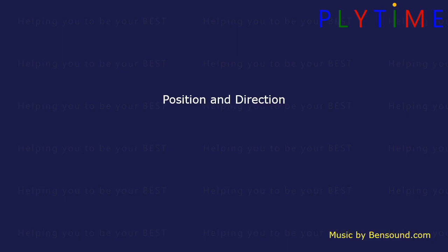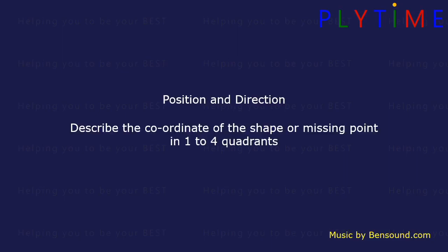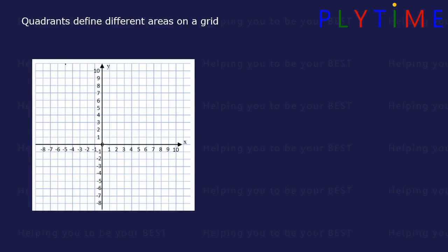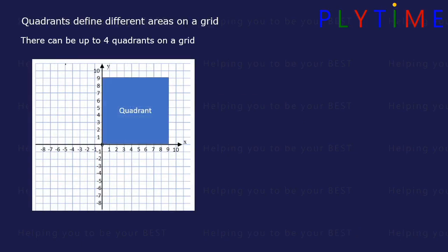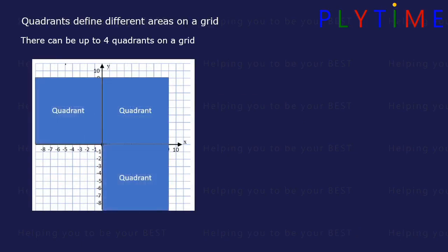Position and direction. Describe the coordinate of the shape or missing point in 1 to 4 quadrants. Quadrants define different areas on a grid. There can be up to 4 quadrants on a grid. 1, 2, 3, 4.